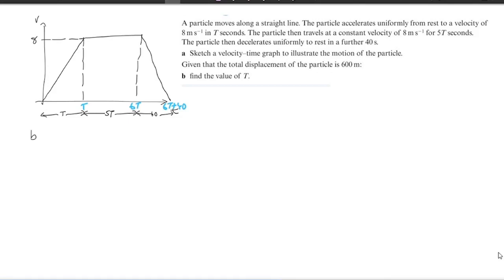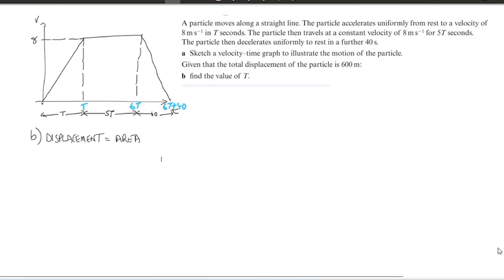Okay, in part B of the question, we're told that the total displacement of the particle is 600 meters, and we're asked to find a value for t. So this unknown time interval, t. Well, we know that we can find the displacement or the total distance traveled by calculating the area underneath the velocity time graph. So S is going to equal the area of this shape, and I can see a trapezium straight away. Some people are going to see a triangle, rectangle, triangle, but for efficiency's sake, I'm going for the trapezium.